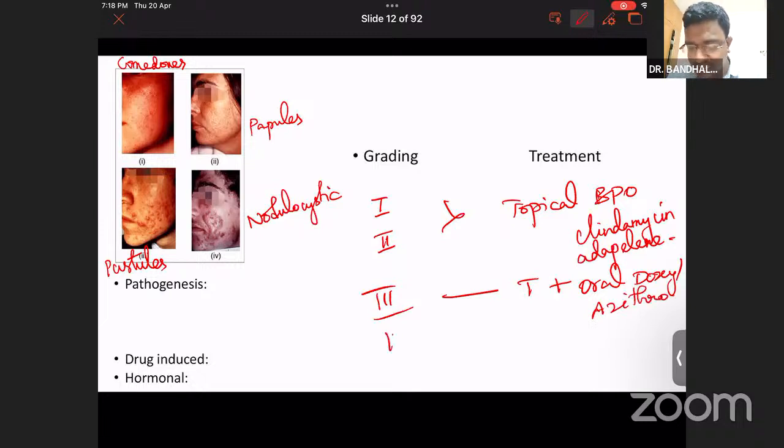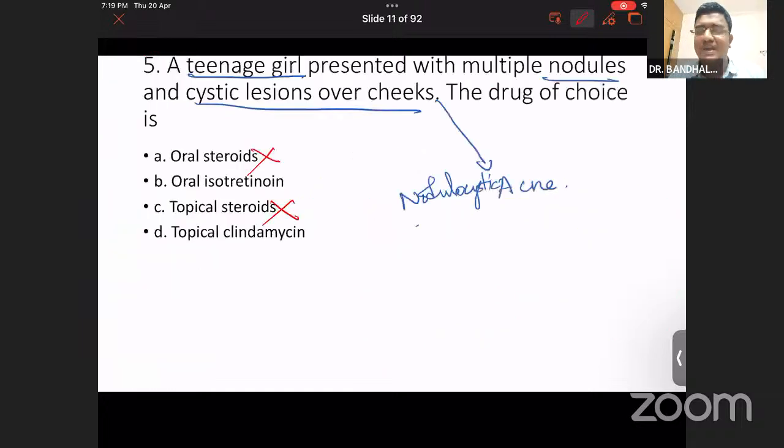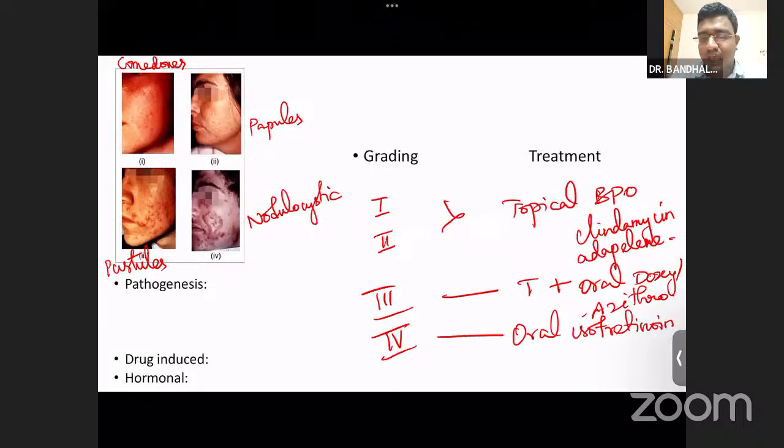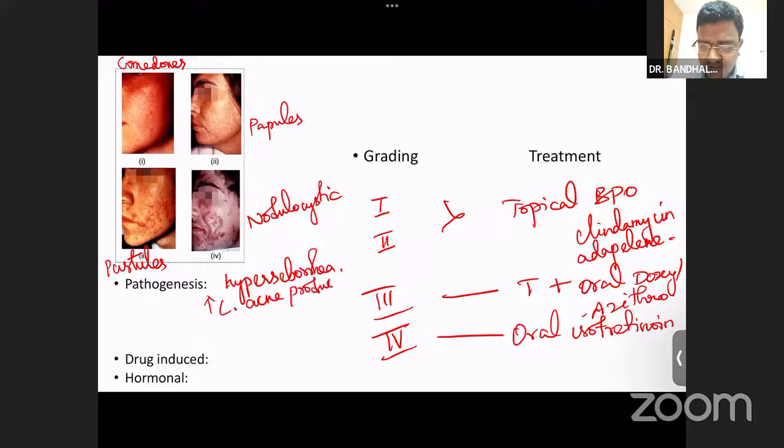If it is nodulocystic acne, definitely the patient requires oral isotretinoin, which is an oral retinoid. So in this question, we will make out the patient is having very severe form of acne, so the patient will need oral isotretinoin. That is the correct answer. The pathogenesis, we know it is related to more sebum secretion, hyperseborrhea, more Cutibacterium acnes production, and inflammatory cascade.